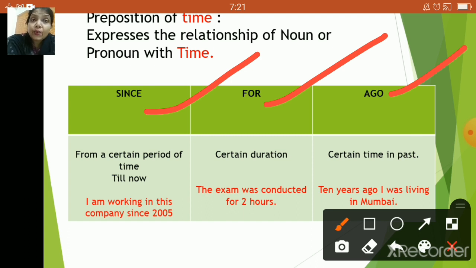Next, certain duration. When you want to specify certain duration, you can use for. So the exam was conducted for 2 hours. Okay, so here we have used for. Now, when you want to express something like a certain time in the past, the example could be like 10 years ago, I was living in Mumbai. So that's a past expression that we are going to express. So during this time, we need to use ago. So yes, these three words are also used while using the preposition of time.